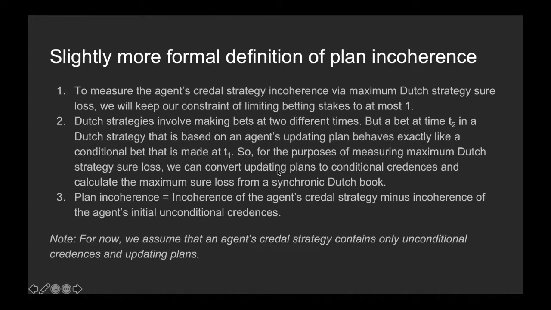So when we have the maximum Dutch strategy loss from the updating plans and the initial credences together, we then look just at the incoherence contained in the agent's initial credences, and we compute the difference to see if the incoherence increases due just to the updating plans. And so for now, we're going to just assume that the agent has just initial unconditional credences and updating plans. We're going to enter in conditional credences later.